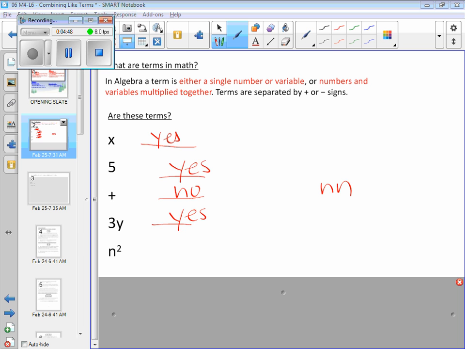So numbers and variables multiplied together would also include... what about xy? Is that a term? Okay? Now, if I were to separate this out, now you have two terms, right? You have the x and the y. But together, it's still considered one term. And now that's going to kind of lead into the whole gist of what lesson 6 is about. It's called combining like terms. Combining terms that are the same. We'll get to it. This is a yes.